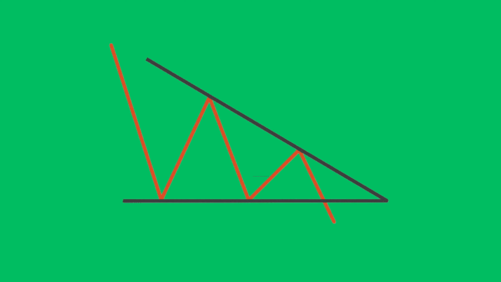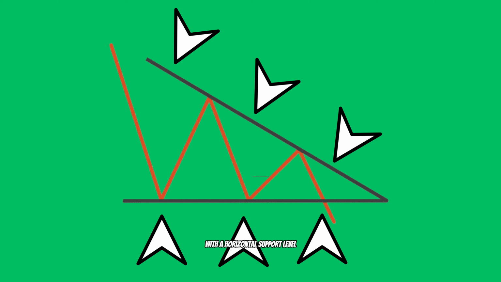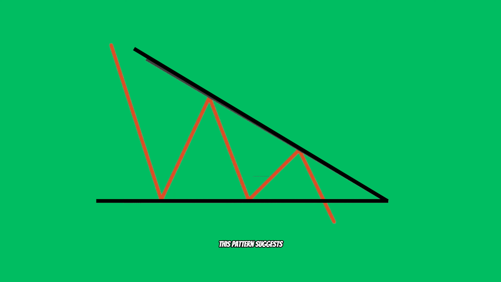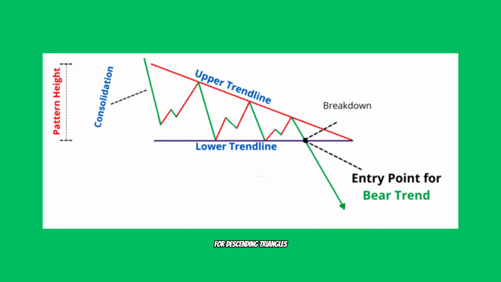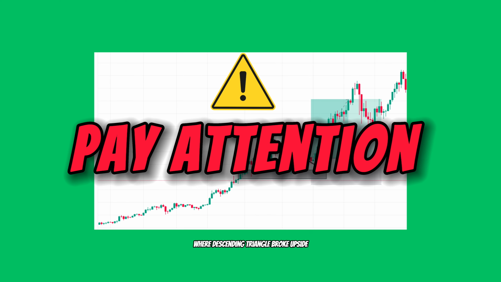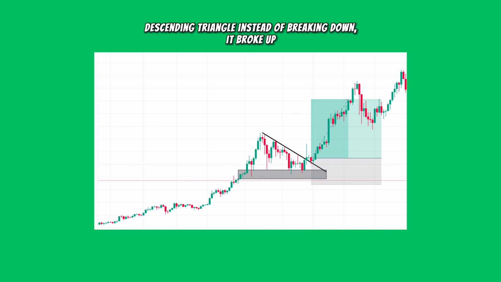Descending triangles are formed when the price of an asset is trading in a narrowing range, with a horizontal support level and a downward sloping trend line. This pattern suggests that there is a bearish sentiment in the market, and a breakdown below the support level is expected. For descending triangles, traders can enter a trade after the breakdown below the support level, with a stop loss above the trend line and a take profit level based on the height of the pattern. This is an example where descending triangle broke upside, so always remember to place stop loss.